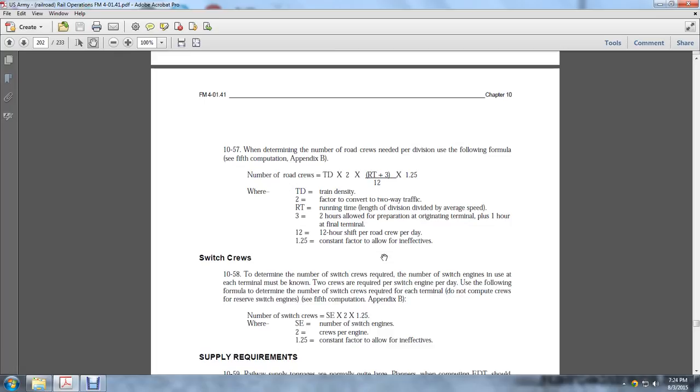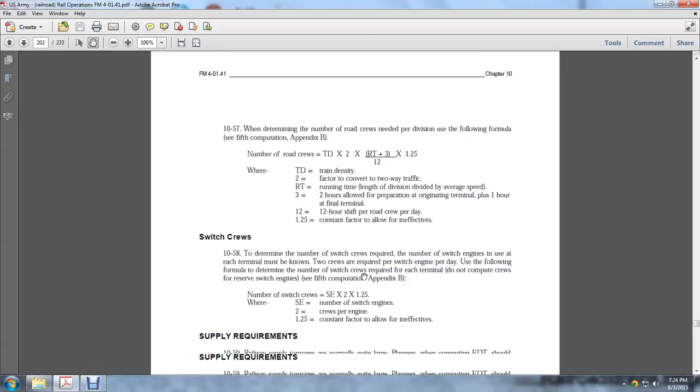Switch crews. To determine the number of switch crews required, the number of switch engines used at each terminal and the crews required per switch engine must be known. Use the following formula to determine the number of switch crews required for each of the terminals. Do not compute crews for reserve switch engines. See the fifth computation of Appendix B. The number of switch crews equals SE times 2 times 2 times 1.25. This is the number of switch crews per engine, with a constant factor of 1.25 to account for ineffectiveness.